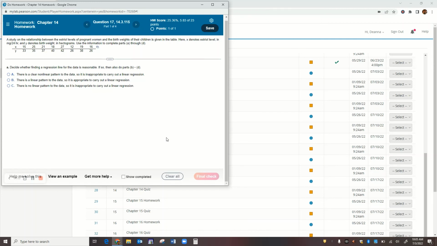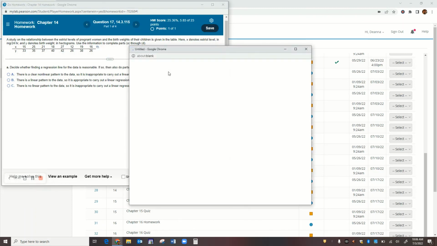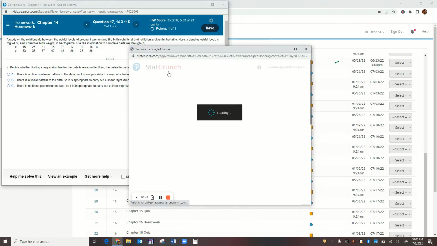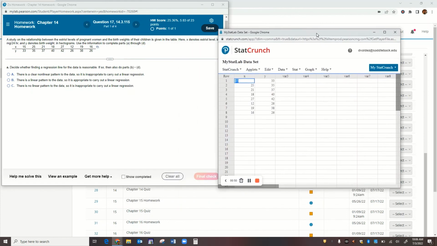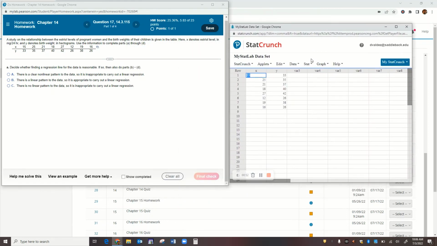Here, X denotes estradiol level in milligrams per 24 hours, and Y denotes birth weight in hectograms. Use the information to complete parts A through D. So A says, decide whether finding a regression line for the data is reasonable. And then if so, continue. So to decide, we want to just first make a scatter plot and see, is there a linear relationship between the two variables? Does it look like they have some sort of linear graph?